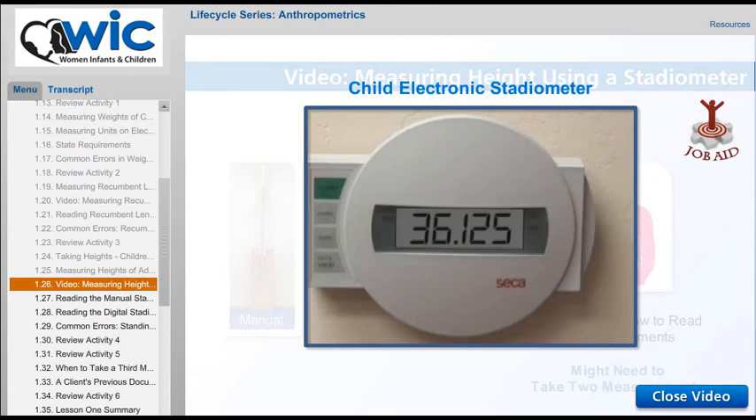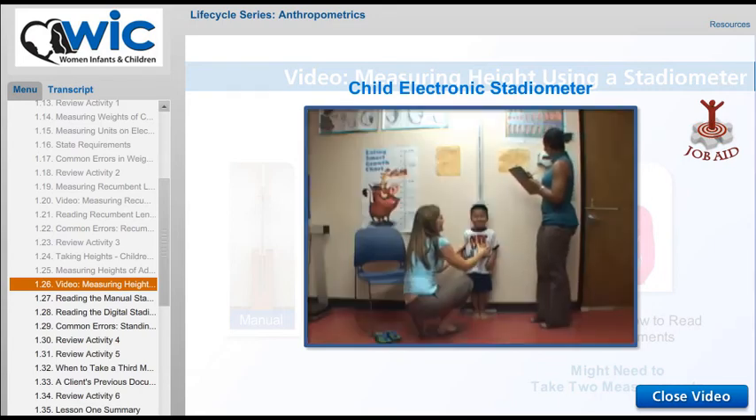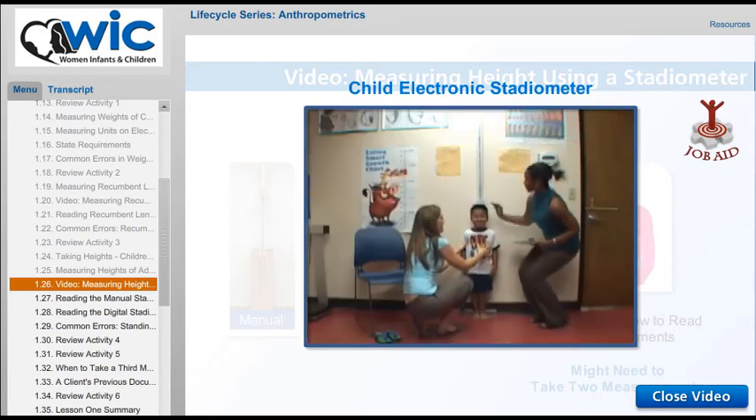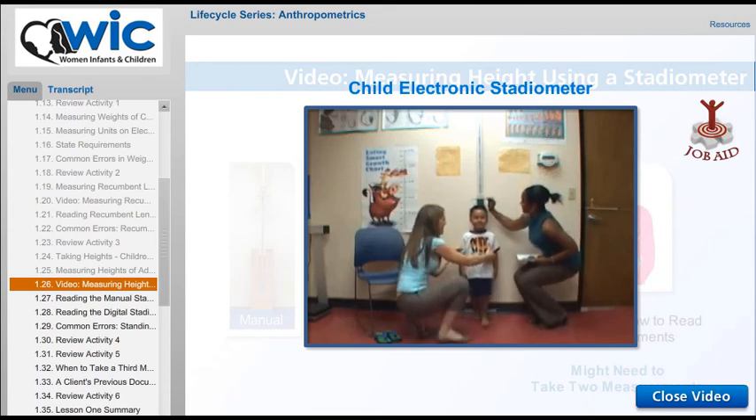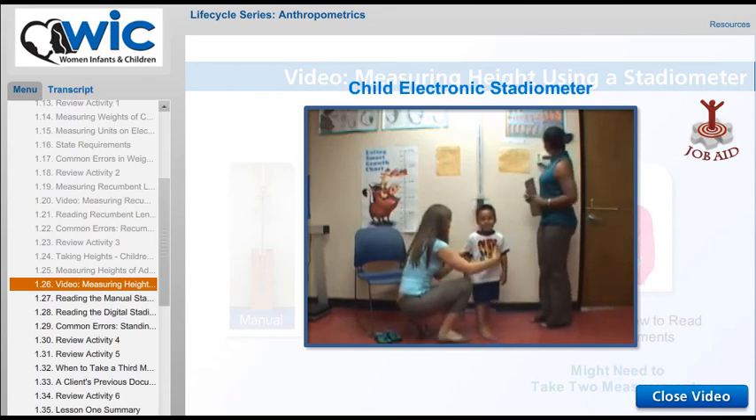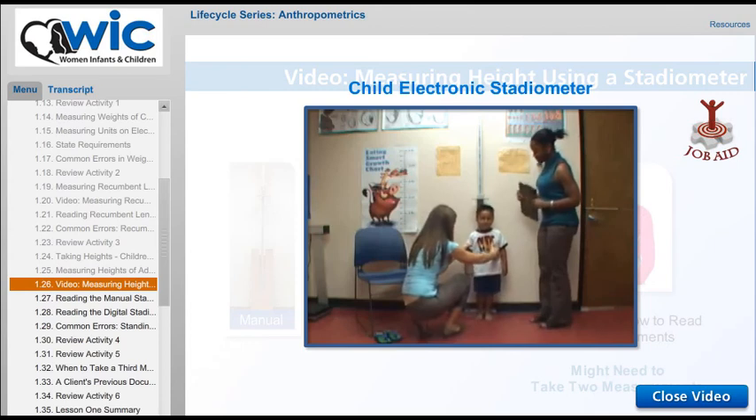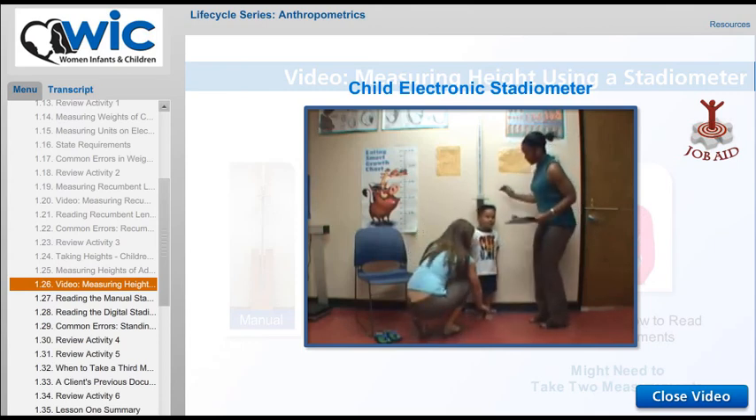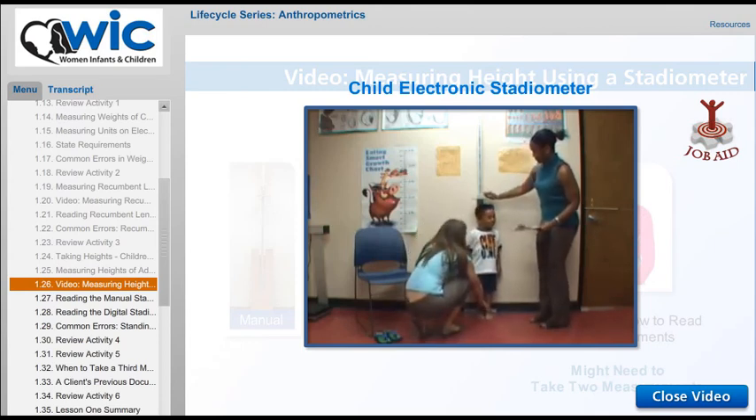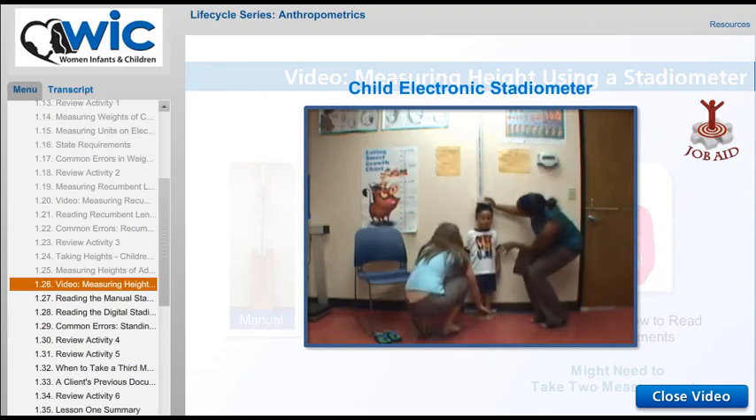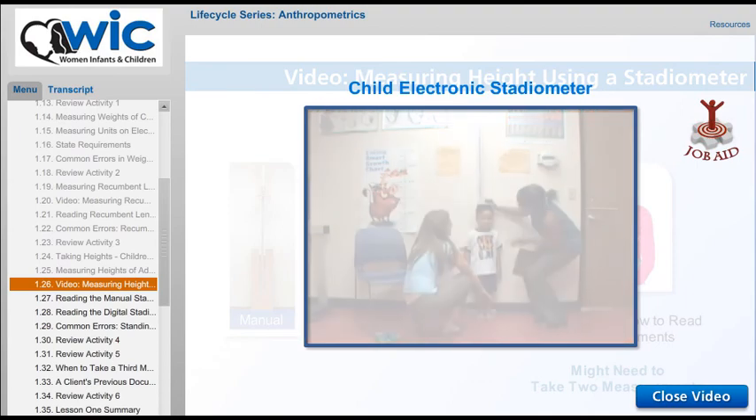Your supervisor will also inform you of your state's requirements as well as the unit of measurement you'll need to enter into your computer system. 2 measurements are required to ensure accuracy, so raise the headboard, double-check the child's position to make sure the child's heels, buttocks, shoulders, and head are all flat against the vertical beam, lower the headboard firmly onto the child's head, and write down the second measurement.